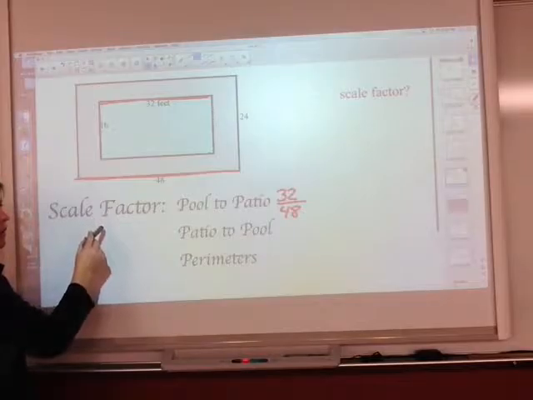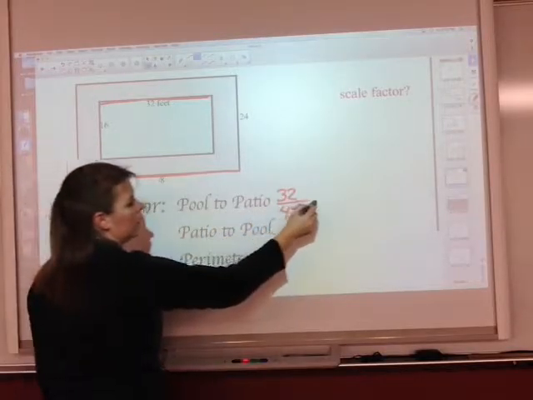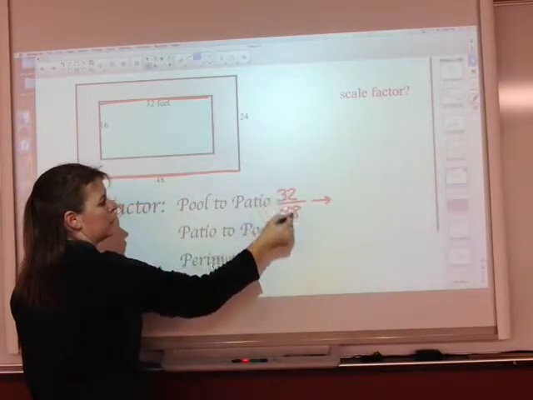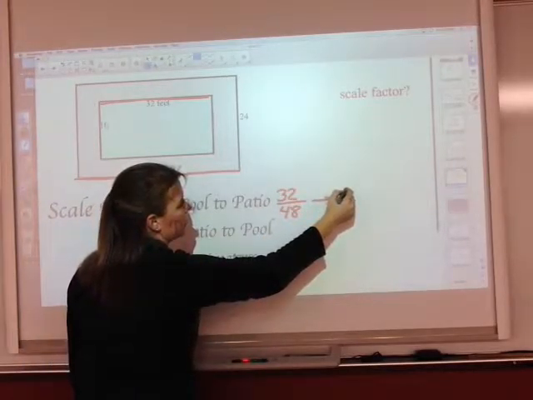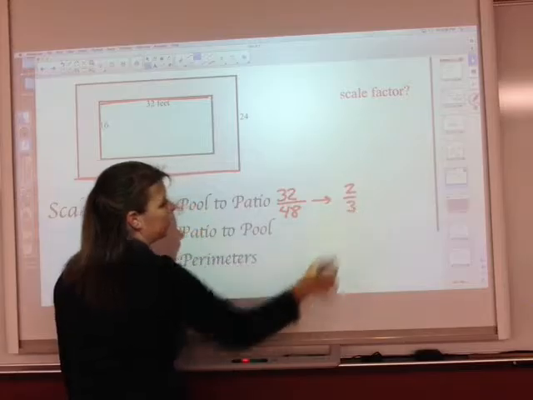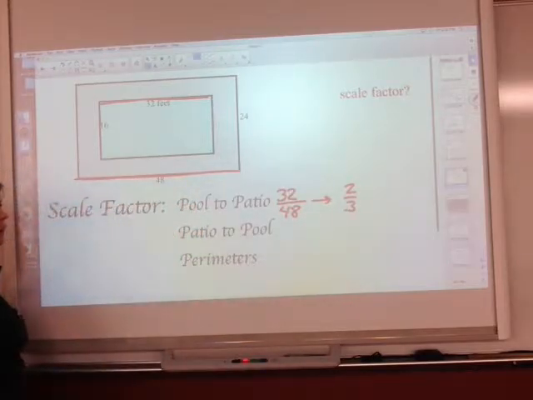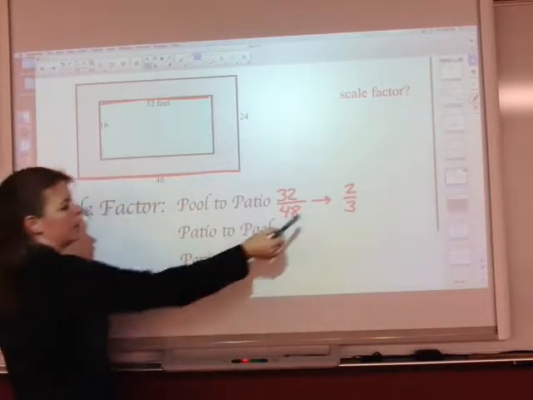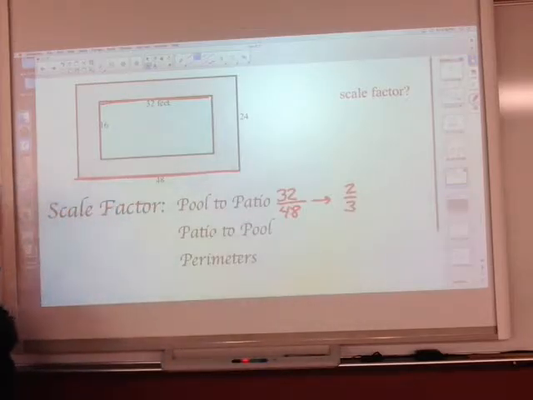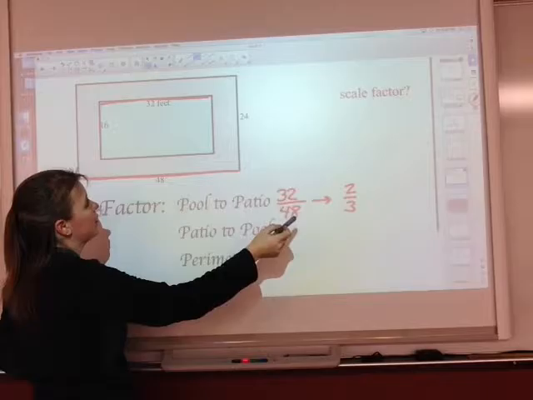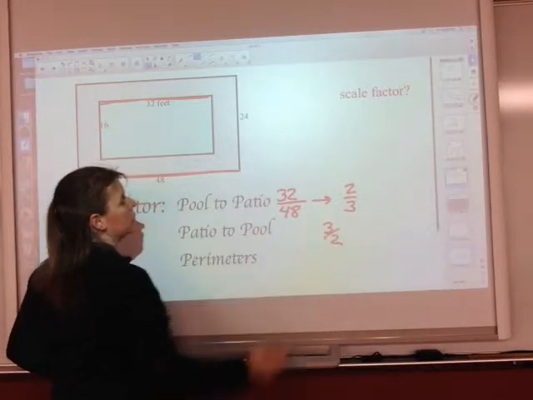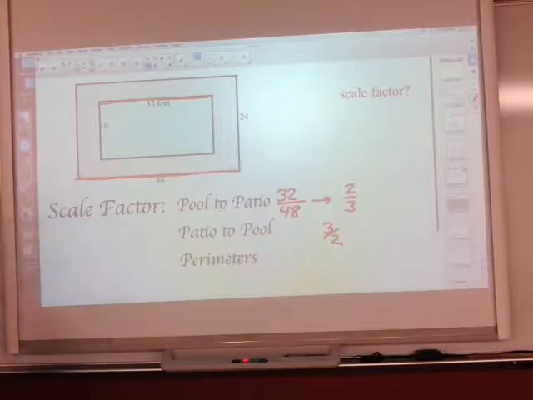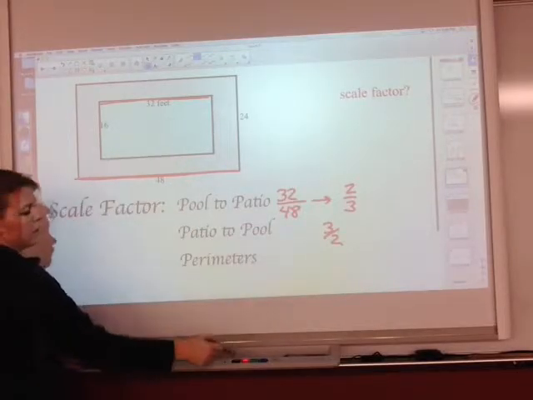That's not the scale factor until you reduce it. Once you reduce this, both of those numbers are divisible by 16 or divisible by 4 twice. You're going to get 2 to 3. There's our scale factor of the pool to the patio, meaning the patio is bigger than the pool. The patio to the pool, without doing any of the math, you're going to reverse it. 3 to 2.